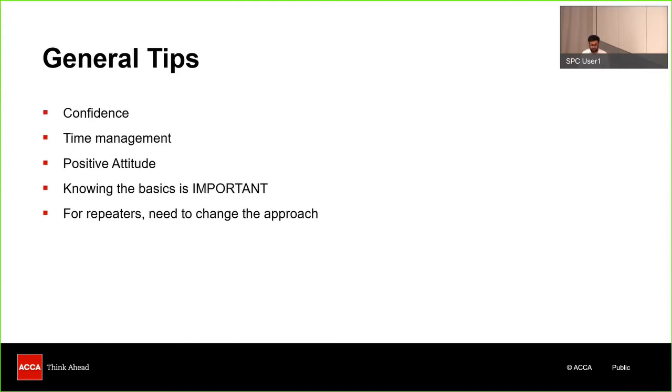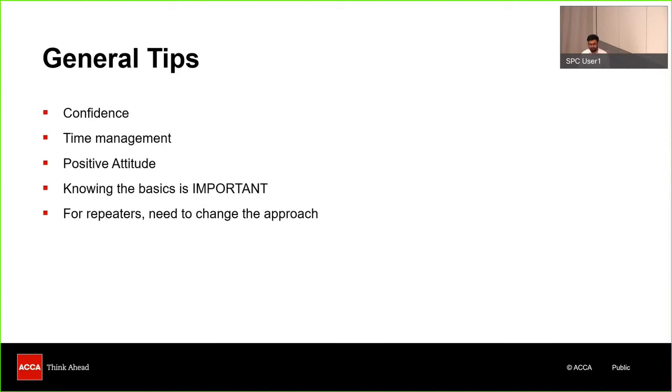Another important point is knowing the basics. Whatever exam you are preparing for, you need to look into the basics of that subject, and those basics and ground-level knowledge are key to passing the exam.